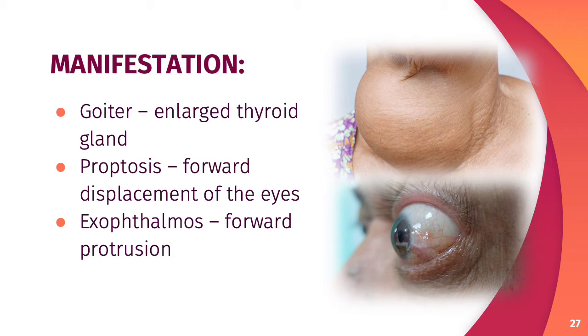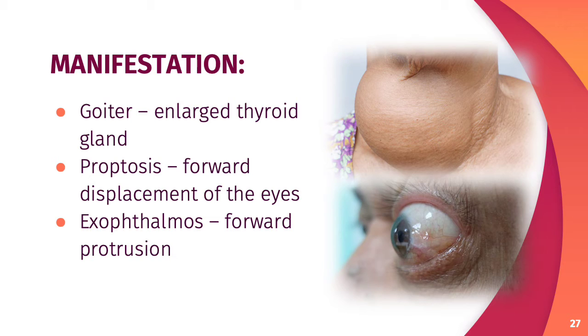Here are the manifestations of your hyperthyroidism or your Graves' disease. People with Graves' disease have an enlarged diffuse thyroid gland or your goiter, but the goiter may also be present as a consequence of both iodine deficiency or excess. So meaning to say that goiter can be manifested with patients having hypothyroidism. Another manifestation is your proptosis. Proptosis is the forward displacement of the eyes, as well as exophthalmos, which is forward protrusion.